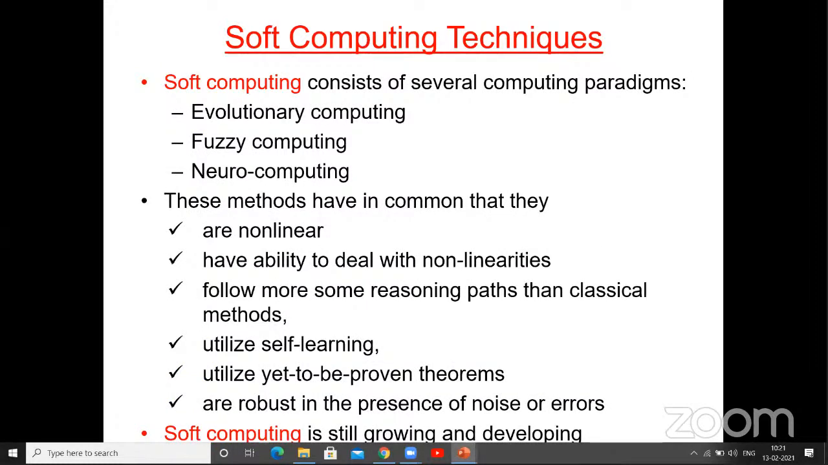Now, soft computing techniques consist of several computing paradigms, and they are evolutionary computing, fuzzy computing, and neurocomputing. But all these methods have something in common. What is that? They are nonlinear, and they have the ability to deal with nonlinearities, follow some reasoning part unlike the classical methods, and they utilize self-learning. So automatically they will learn, adapt and evolve. And sometimes they utilize yet-to-be-proven theorems. Some theorems are not yet proved, and you can utilize those theorems to find your solutions. But soft computing is still growing and developing.